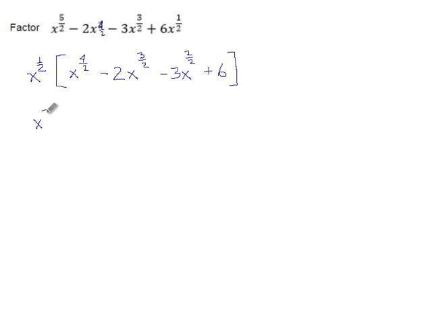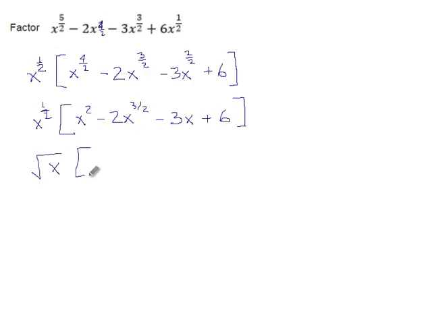If we clean that up a little bit, we get x to the 1 half. X to the 4 over 2 is simply x squared, minus 2x to the 3 over 2. There's not much to be done with that. Minus 3x to the 1, which is plain old x. And then we have plus 6. I would probably stop there, although if you wanted, x to the 1 half is of course the same as root x. So if you wanted to do this and say x squared minus 2 root x cubed minus 3x plus 6, that's not so bad either.